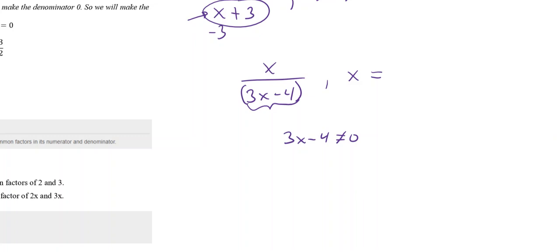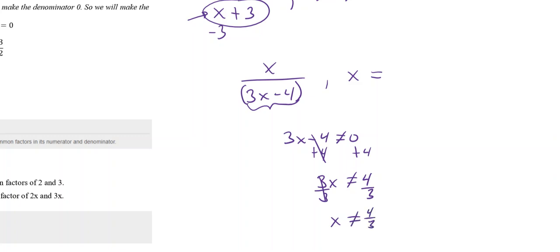Which one's got to go first, the 3 or the 4? The 4, right? It's like farther away. So we're going to add 4 to both sides, plus 4 plus 4. So then we've got 3x cannot equal 4. And then what's the last thing I would do to get rid of that 3? Divide by 3, yeah. So divide by 3, divide by 3. So it turns out that x cannot equal 4 over 3.